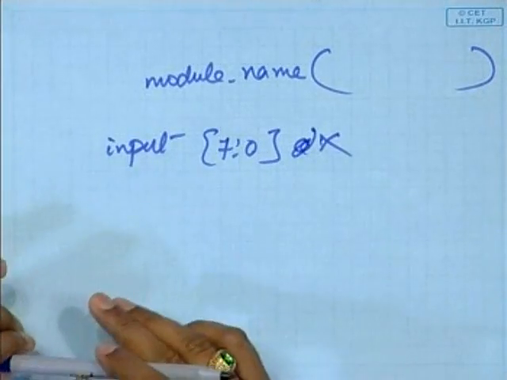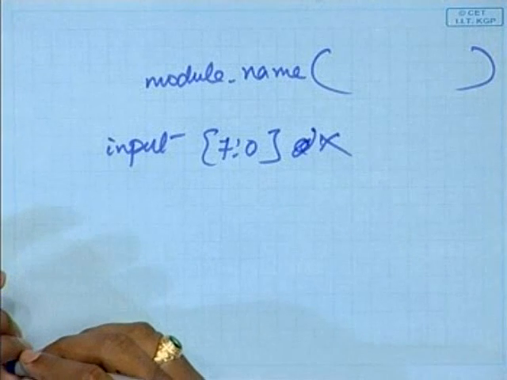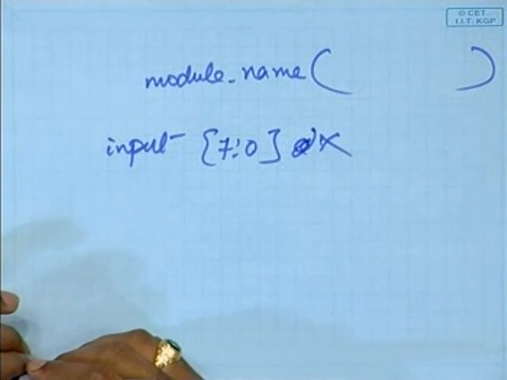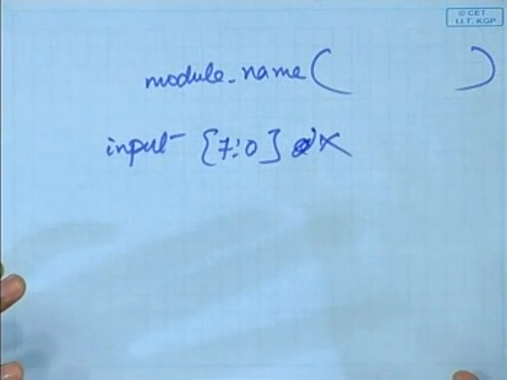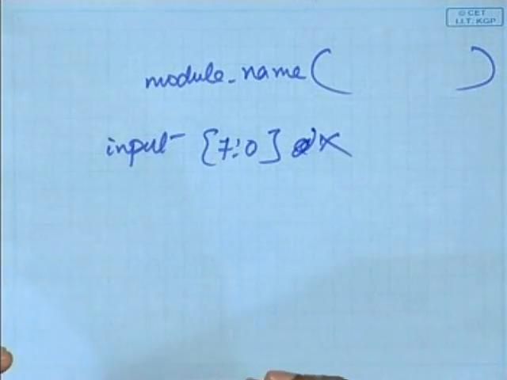Then you have to declare the wires and registers. What is the role of wires and registers? In addition to your inputs and outputs, you have blocks and sub blocks, right? The sub blocks you have to integrate, and during the integration you require the wires.